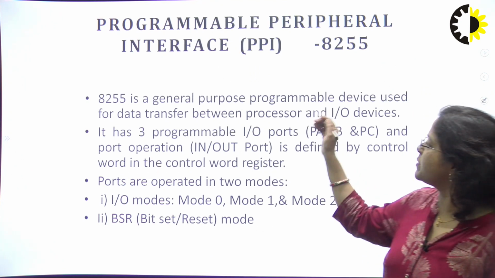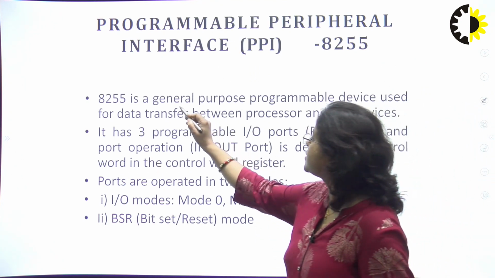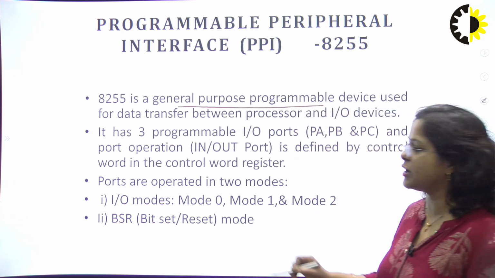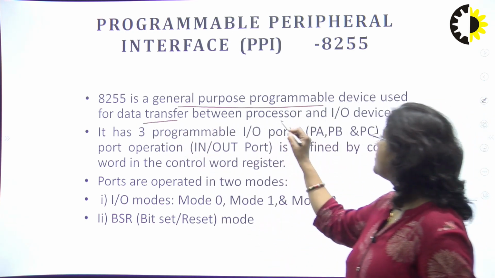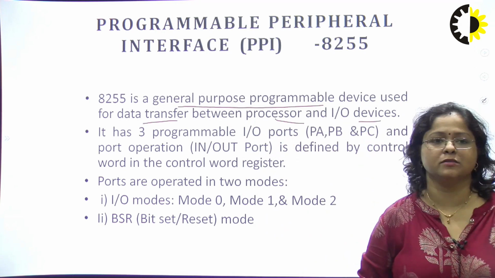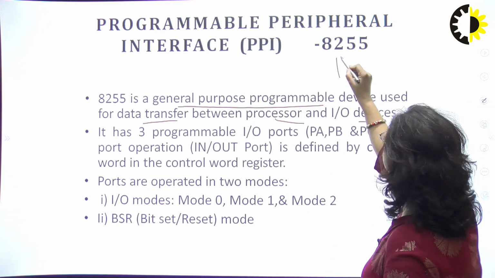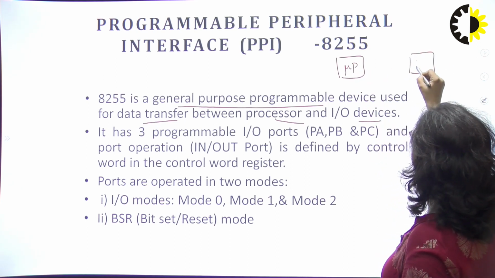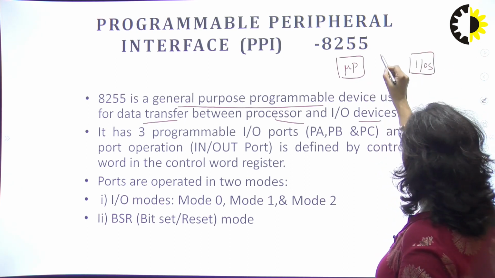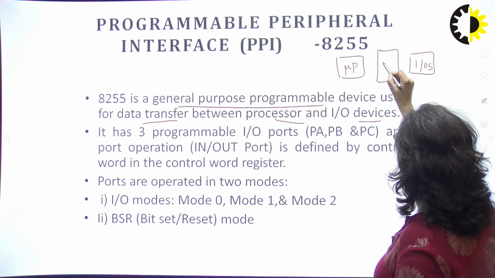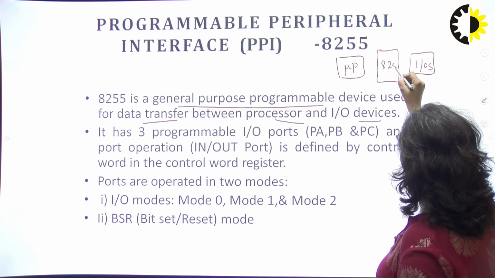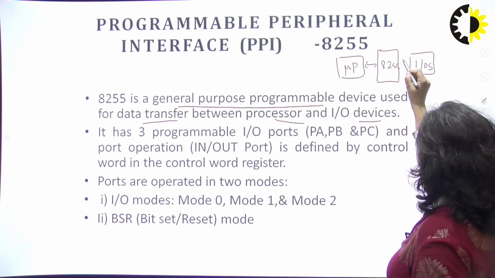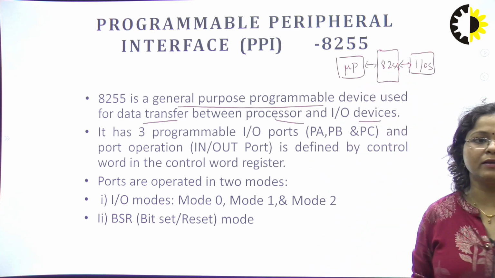So, a programmable peripheral interface is a general purpose programmable device which is used for data transfer between the microprocessor and I/O devices. Basically, it is connected between the microprocessor and the I/Os. These devices are not directly connected to transfer data either in serial mode or in parallel mode.